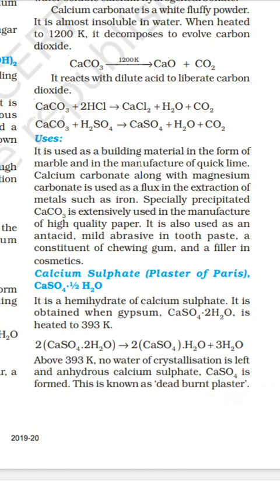Then its uses. It is used as a building material in the form of marble, and in the manufacturing of quicklime. Calcium carbonate along with magnesium carbonate is used as a flux in the extraction of metals such as iron. Specially precipitated CaCO3 is extensively used in the manufacture of high quality paper. It is also used as an antacid, a mild abrasive in toothpaste, a constituent of chewing gum, and a filler in cosmetics.